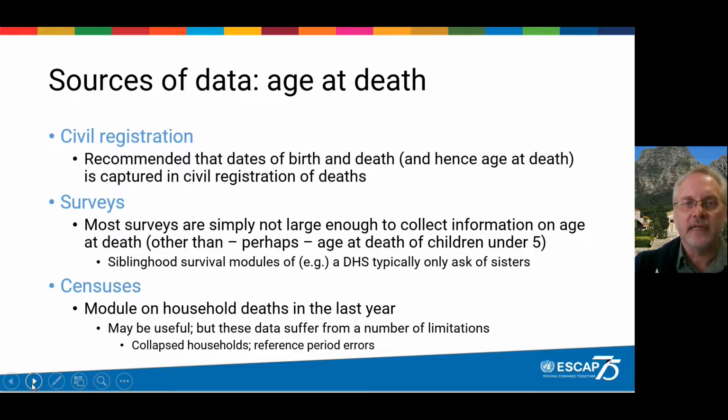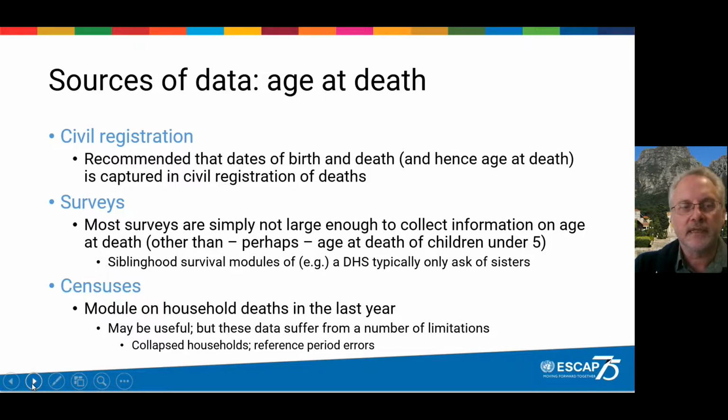When looking at data on age at death, there are 3 potential sources of data. The first and most useful is that from a civil registration system. The WHO recommends that dates of birth and death, and therefore one is able to calculate an age at death, are captured in the civil registration of deaths.